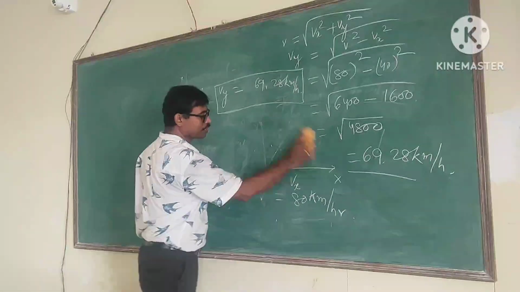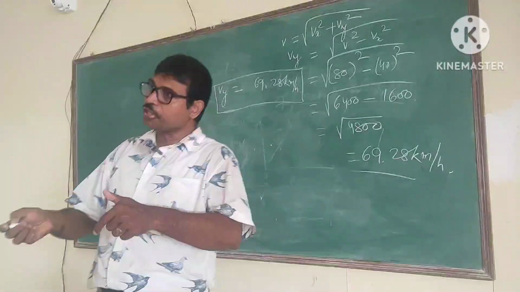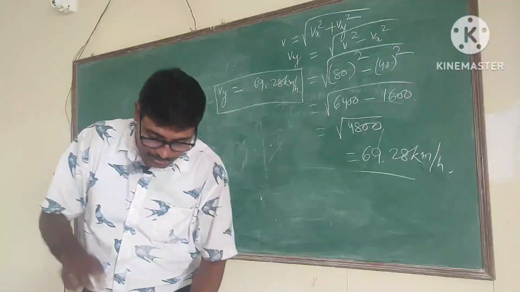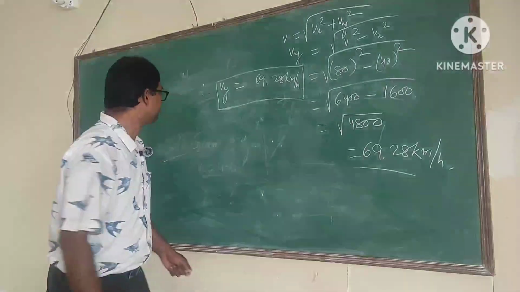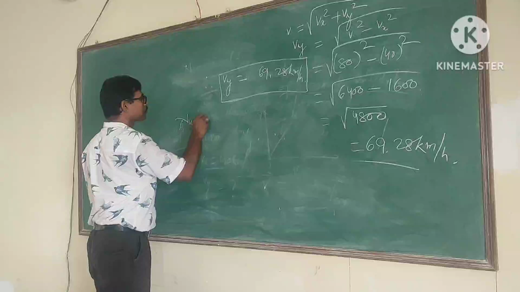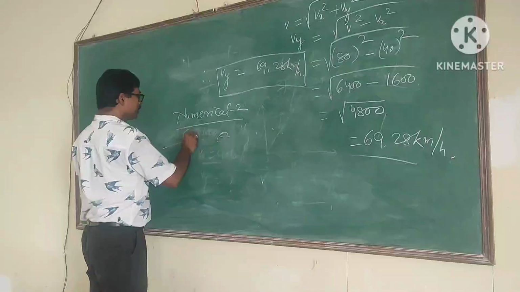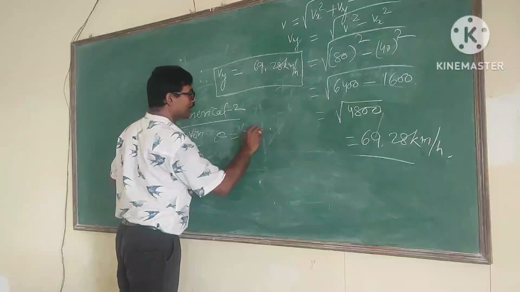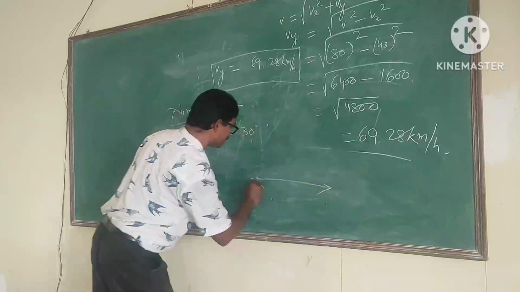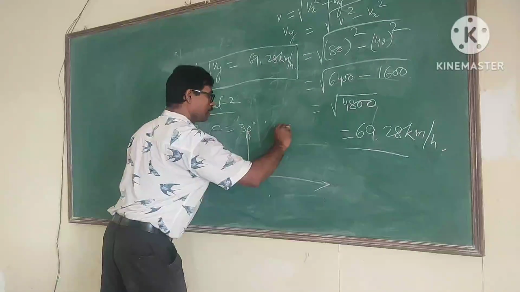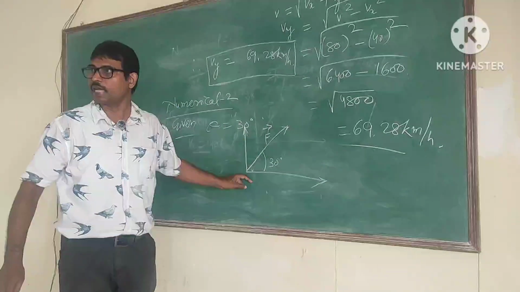I am not writing the question because it will take time. Numerical 2. Another question is: a force is inclined at 30 degree. Given theta is equal to 30 degree to the horizontal. The force is inclined 30 degree along the horizontal axis as per the question.